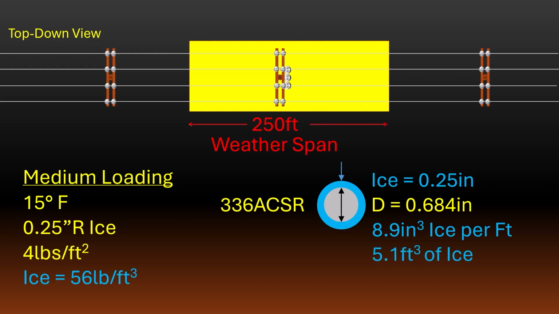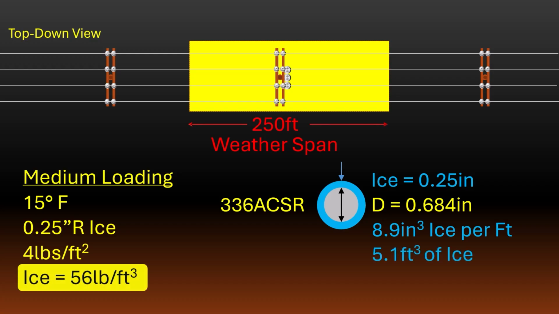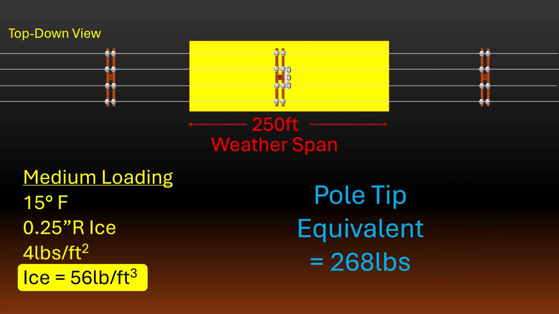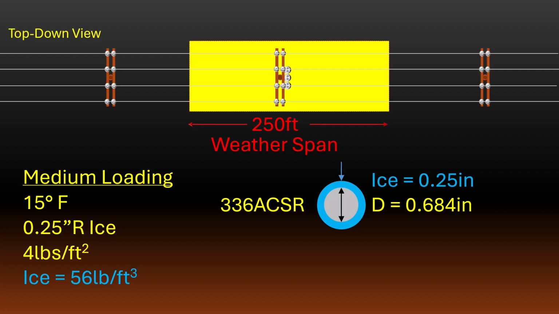Using the weight of ice given in the NESC, we end up with an additional load of 288 pounds. Since the cross arms are attached 1 foot below the top of the pole, I'll multiply this by 0.93 to get a pole tip equivalent of 268 pounds.